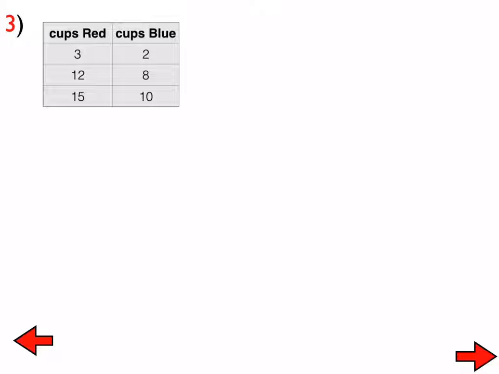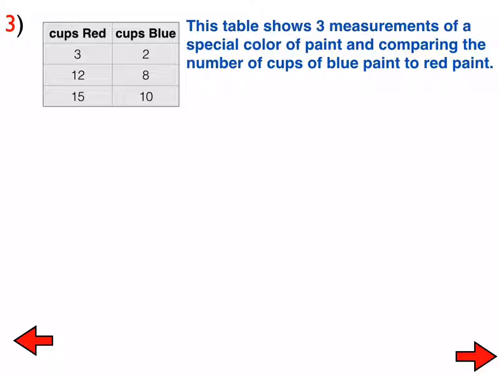Number 3. I'm going to kind of help you with the input-output on this one, because in this one it's a little tougher to tell. The table shows 3 measurements of a special color of paint, comparing the number of cups of blue paint to red paint. So I'm going to tell you right now, the cups of red paint, that's the input. And the cups of blue paint, that is the output. Red is input, blue is output. Answer all of the questions, please.